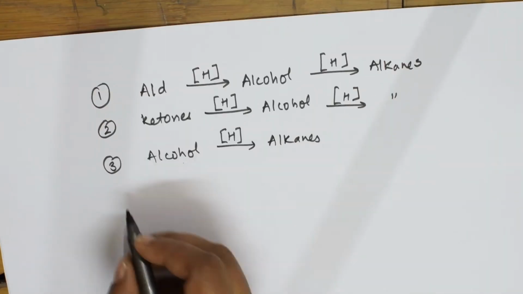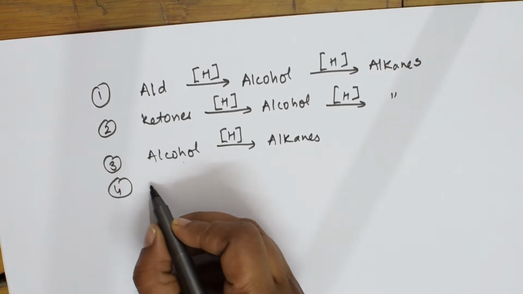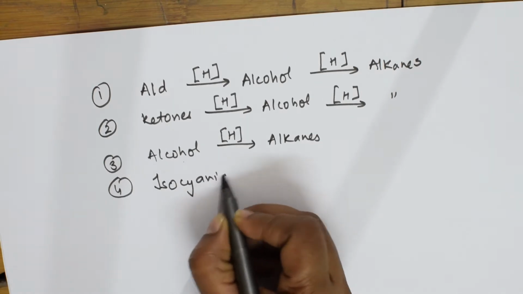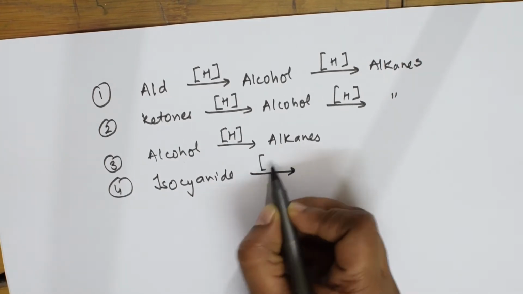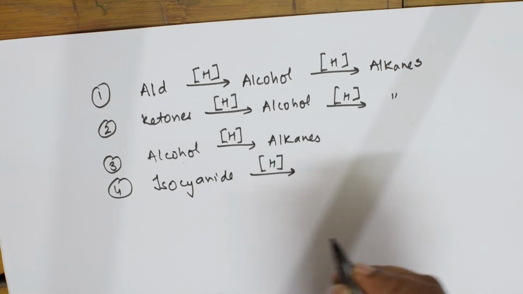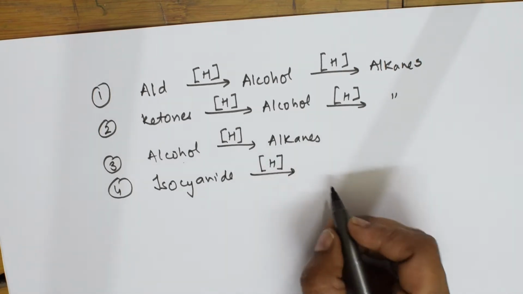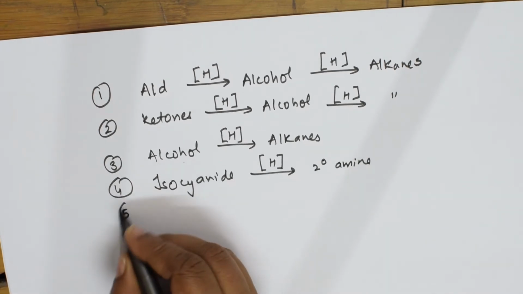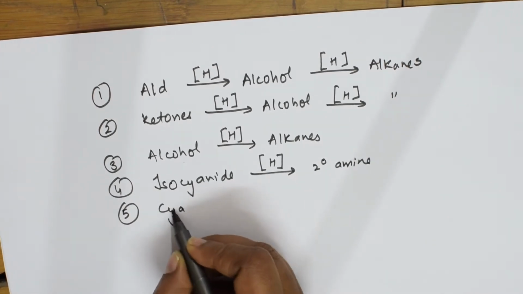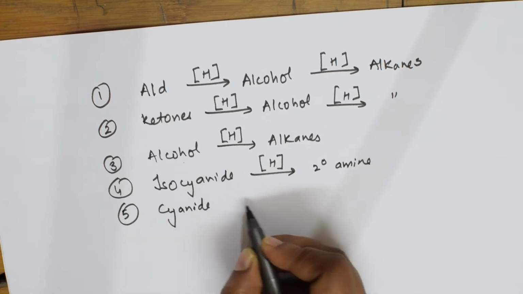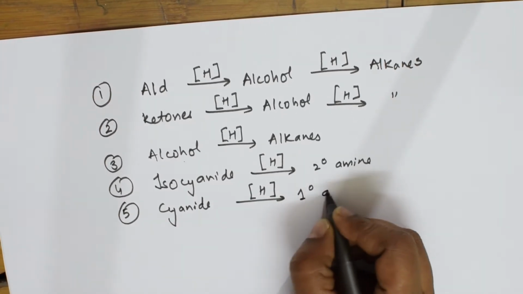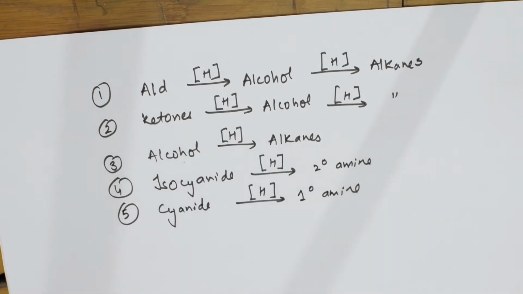Now suppose isocyanide is given to me and I have to perform a reduction with this. Isocyanide is going to give me secondary amine. Suppose, ma'am, if I am given cyanide, what will I get? If you are given cyanide, that is RCN, and a reduction process is performed with this, I get primary amine. Remember this. Done, students? Interesting, isn't it?